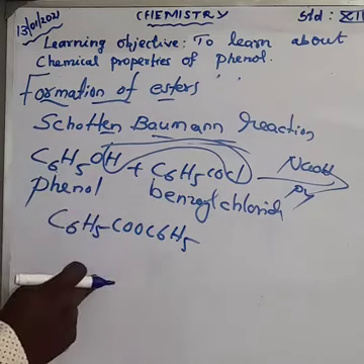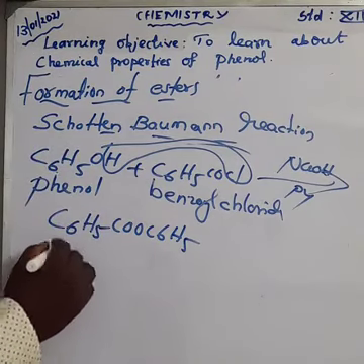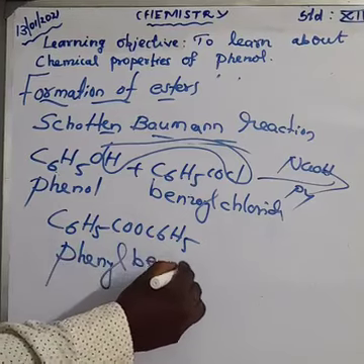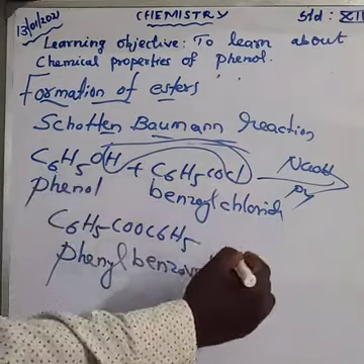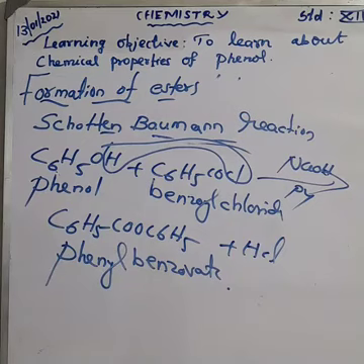Okay, the name of the compound is phenyl benzoate. And also the hydrogen combines with Cl to form HCl. Can you write this equation?